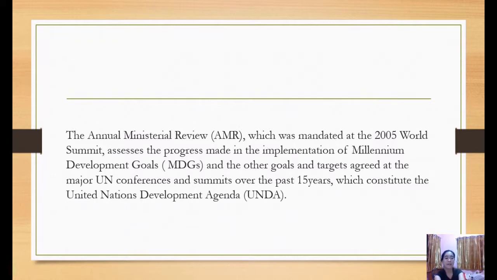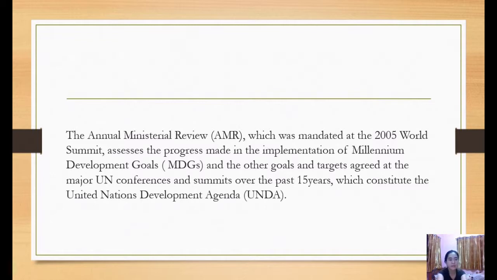And the AMR was successfully launched in 2007. In 2010, the AMR focused on the eradication of poverty and hunger, and sustainable development, public health, and gender, respectively. The theme of the 2011 AMR was implementing the internationally agreed goals and commitments in regard to education.